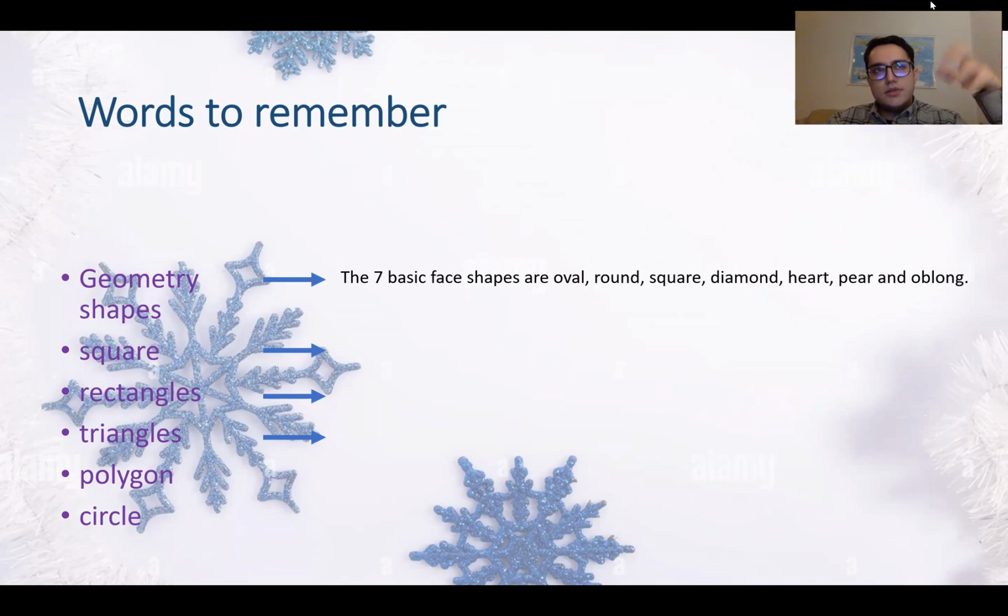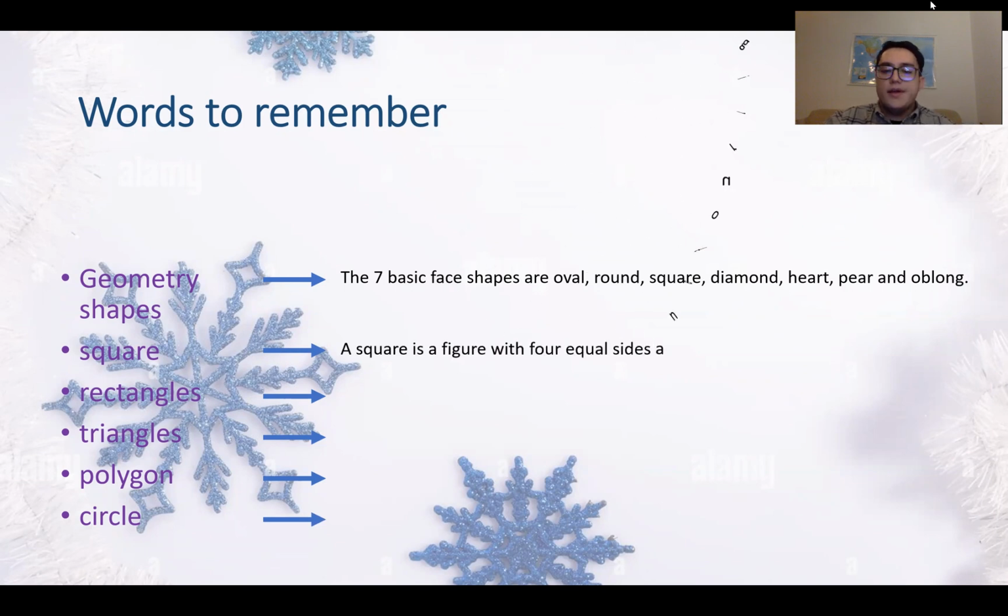And geometric forms are these angular shapes that have angles and have degrees, and depending on the degree, you name them depending on how many edges they have. So those are called geometric shapes, like square, for example. A square is a figure with 4 equal sides and 4 right angles.